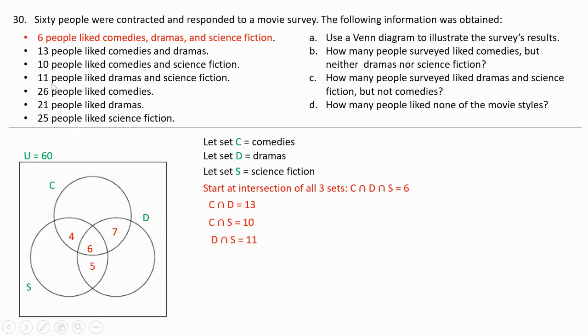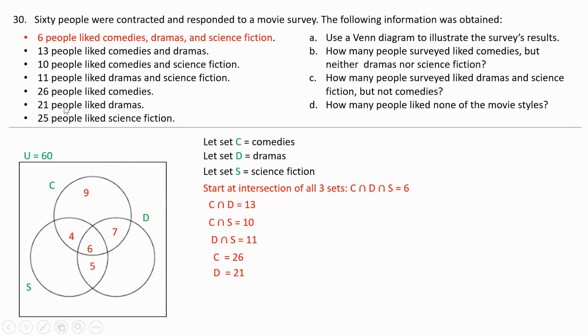Then we go to 26 people like comedies. All this is comedies, so all this has to be 26. We have 4, we have 6, that's 10, and 7 makes 17. So we subtract 26 minus 17, which gives us 9.